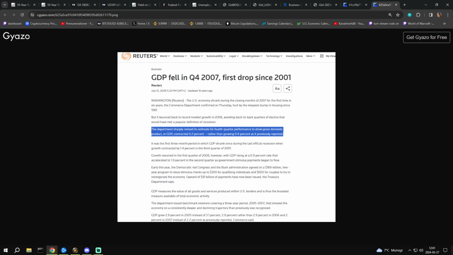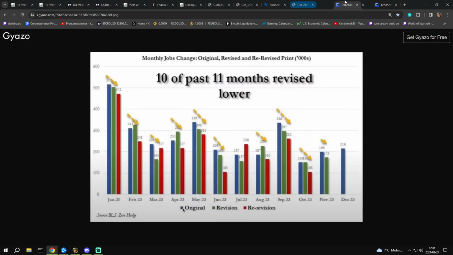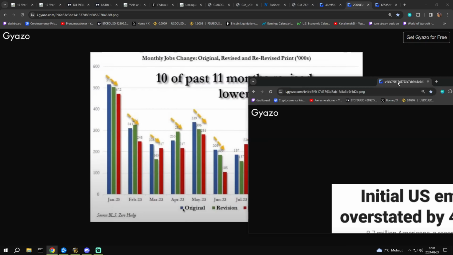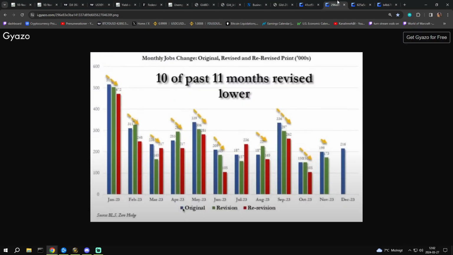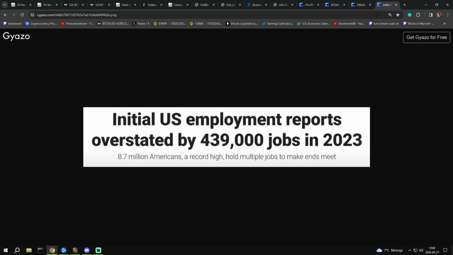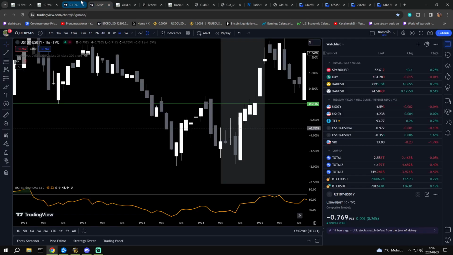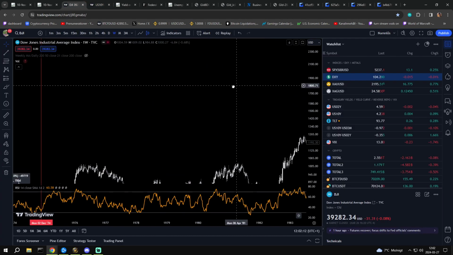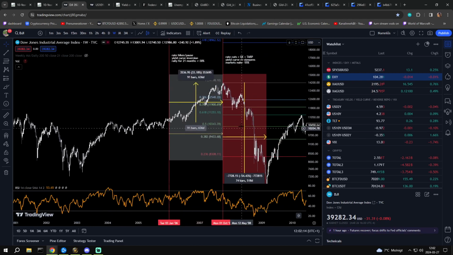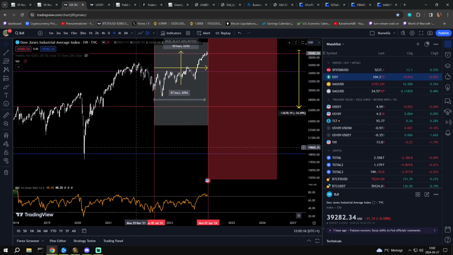So this is the problem. And on top of that, this plays into the whole revision thing. Again, I've shown this before. So they're revising down the non-farm payrolls and everything. They're overstating jobs by nearly 500,000. They're always overstating everything. So keep this in mind if you're looking for an inversion rally to continue.